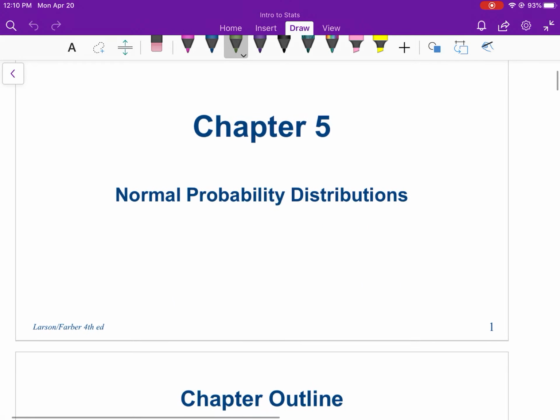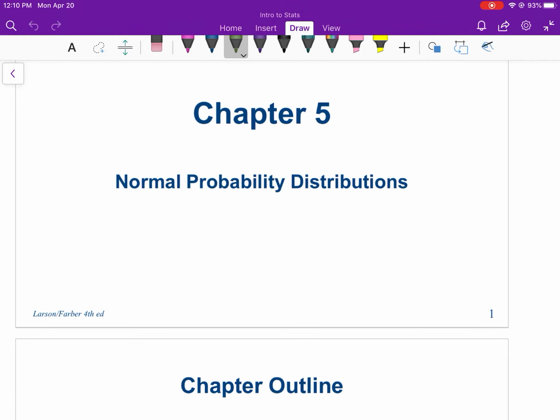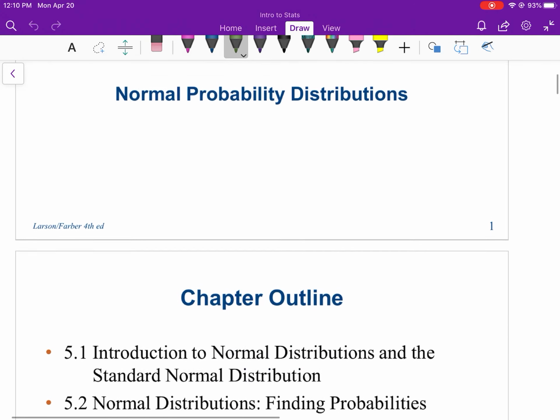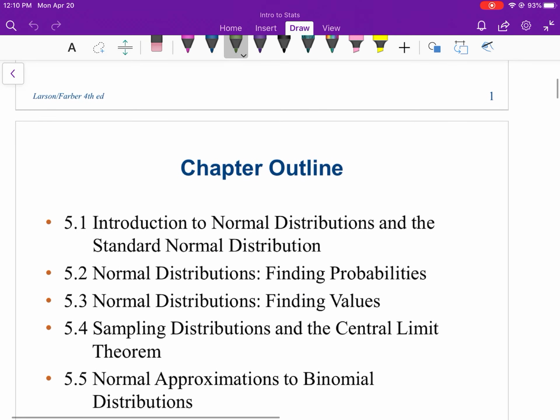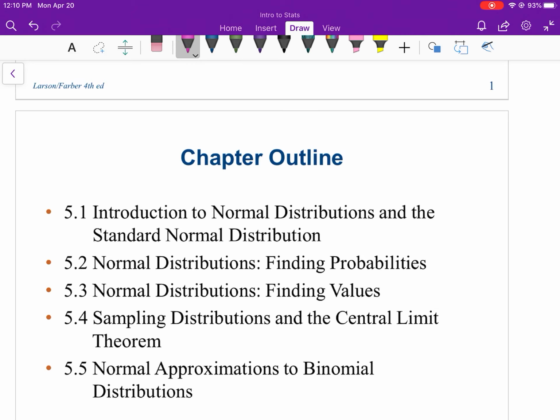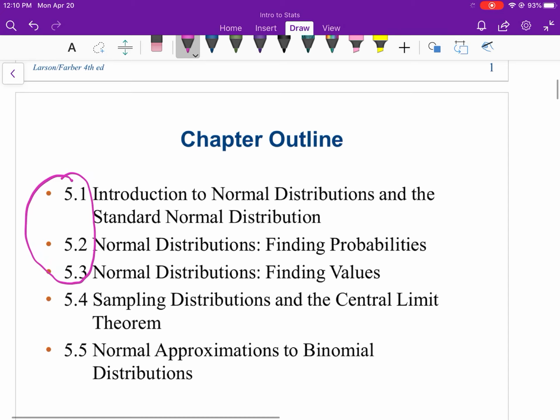Intro to Stats. We're going to start Chapter 5 today. We're going to be looking at normal probability distributions in Chapter 5. All right, our goal in this chapter is just to cover the first 3 lessons, and that should take us up to the end of the semester.